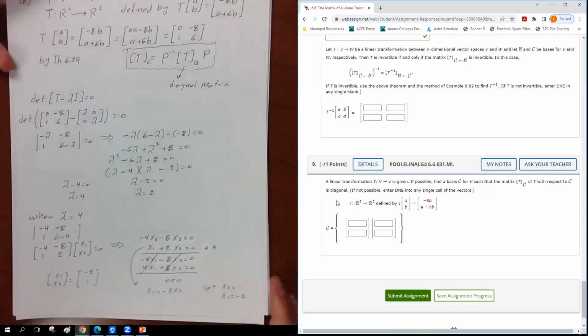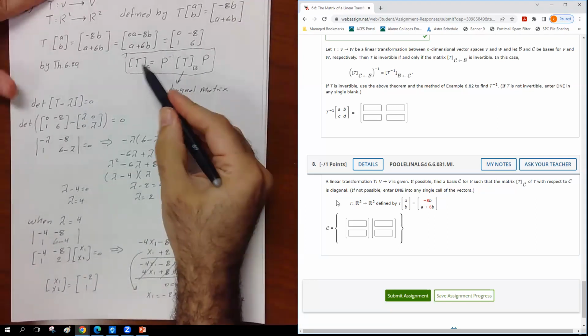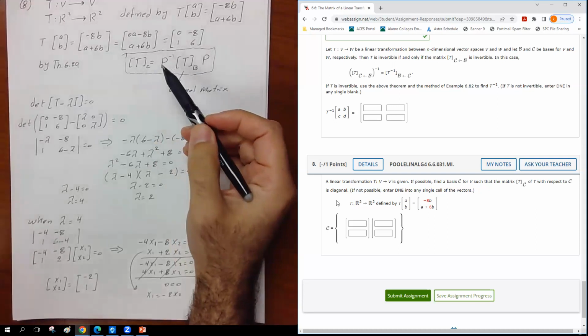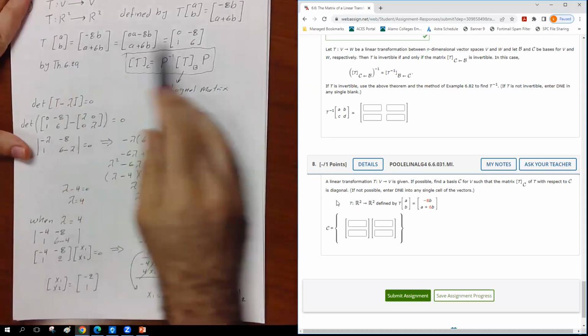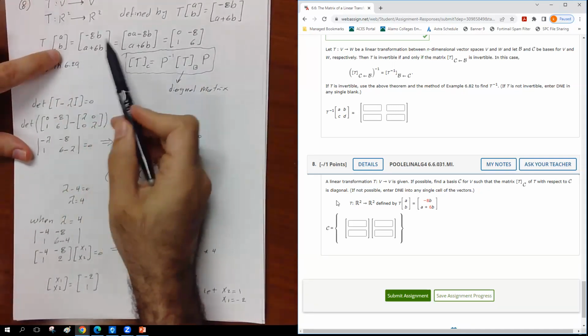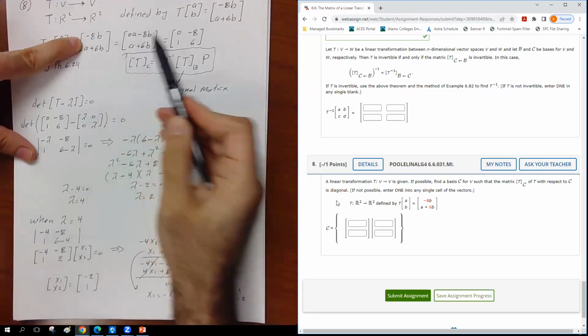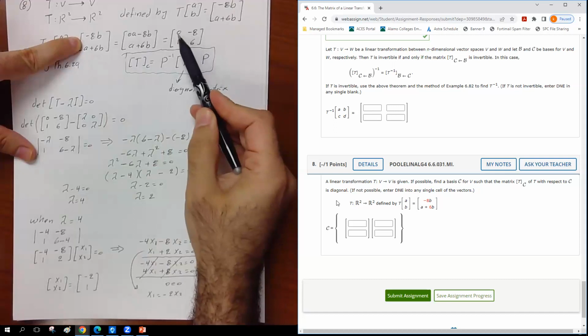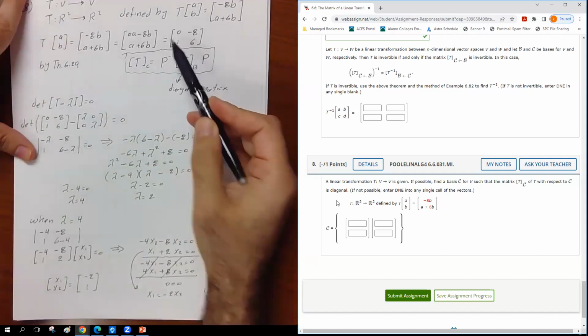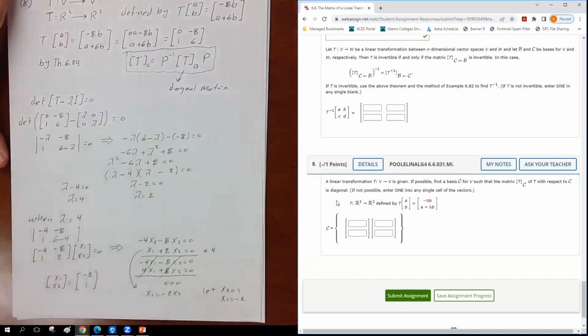So here's our information, diagonal matrix. Here's our transformation. Our transformation is just like 0A minus 8B. So I'm going to write it down as a matrix. So here is my matrix. By Theorem 6.29, let's check this theorem.